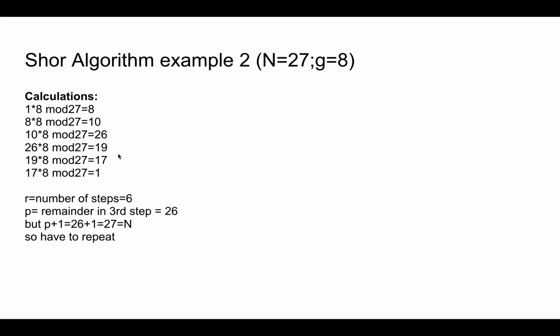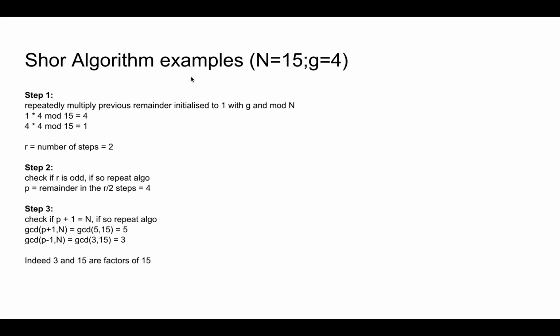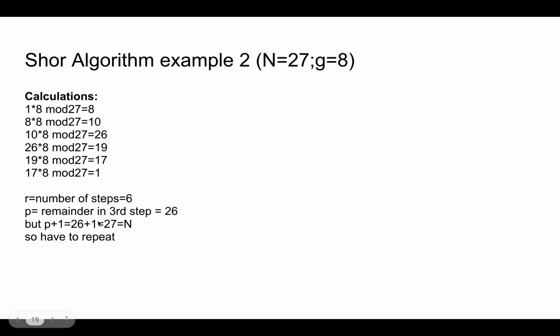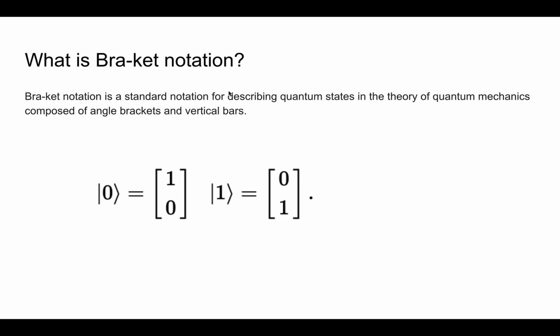Now notice that p plus 1 is 26 plus 1, so it equals n. P plus 1 is n. We have to repeat the algorithm. This means that our guess of 8 is actually not valid, and we need to repeat the algorithm again. Previously, as you recall, we did not need to repeat the algorithm because r is even and p plus 1 is not n. But in this case, p plus 1 is n, so we need to repeat. So just something to keep in mind.